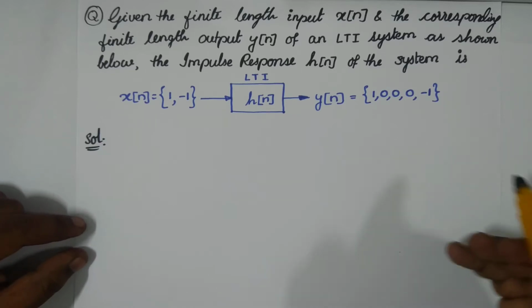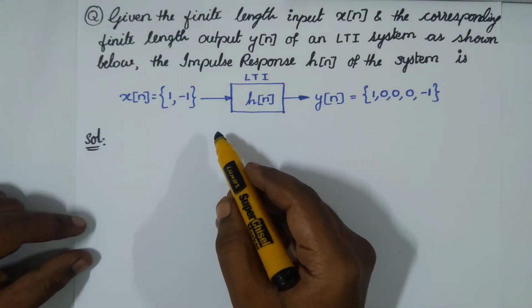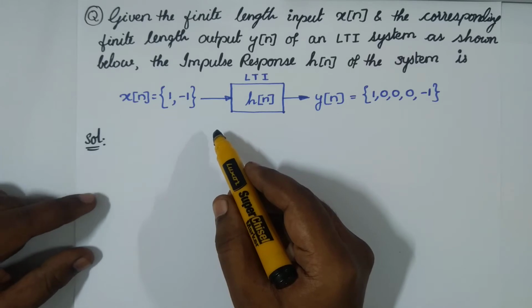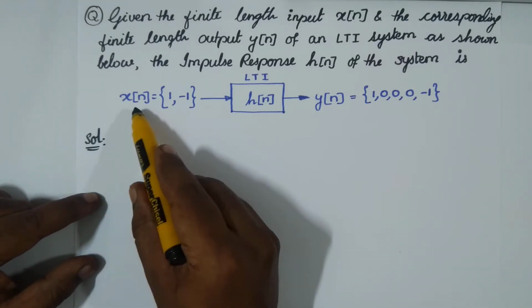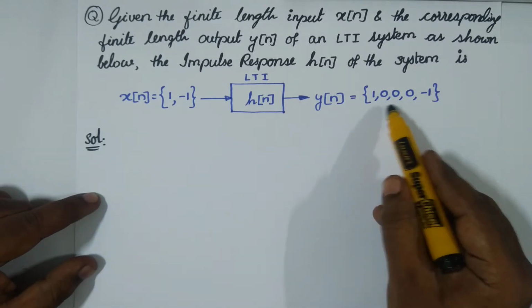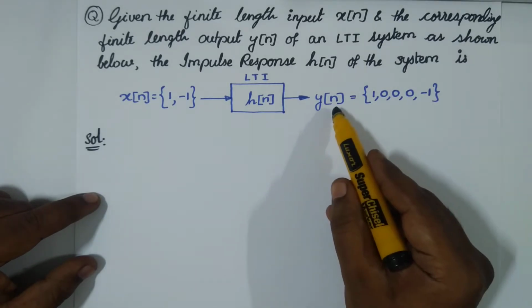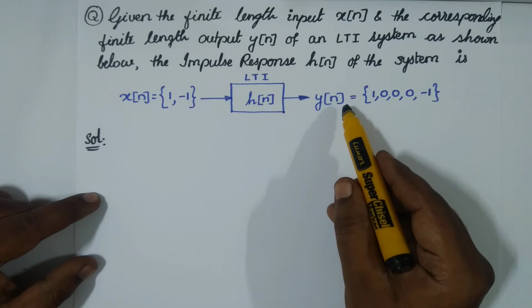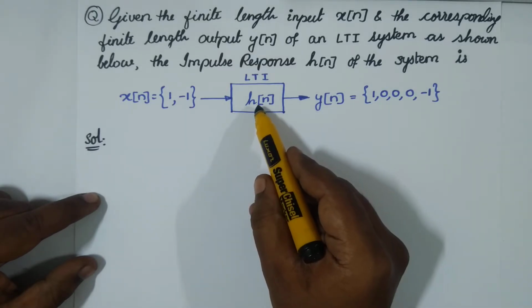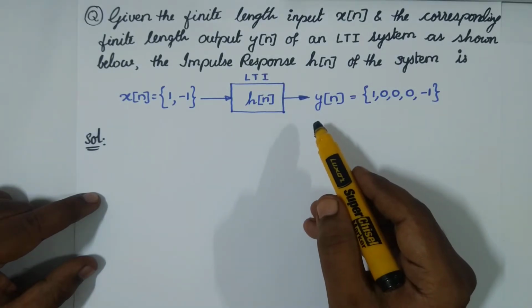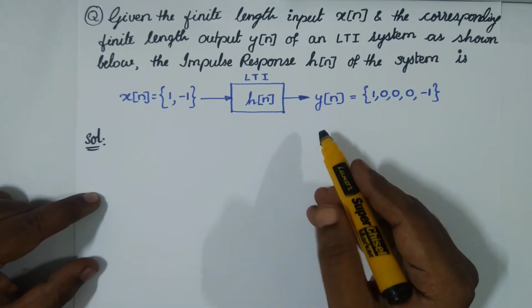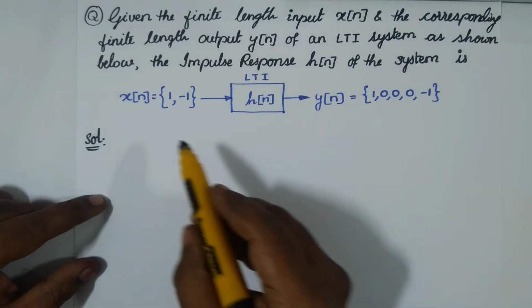Greetings. Here we have another interesting question from signals and systems based on linear convolution. You have a 2-point sequence for input x of n and a 5-point sequence for output y of n. In this scenario, we should be able to find the impulse response or unit sample response of this LTI system, linear time invariant or linear shift invariant system.